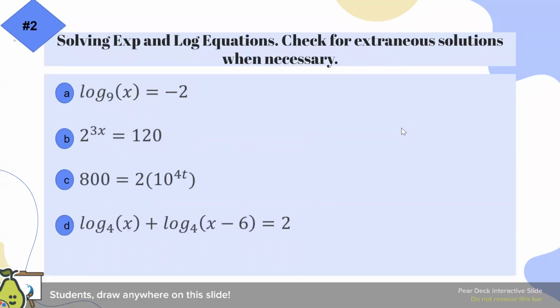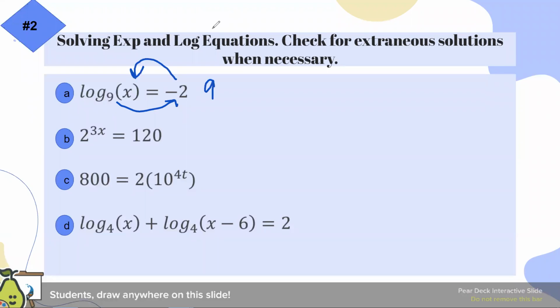So solving exponential and log equations, make sure we're checking for extraneous solutions whenever necessary. So usually when we're working through these, we can see we have log base 9 of x equals -2, and I can't really do much. I cannot solve for x. I can't solve for a specific value of x when it's in this log form right here. So I'm going to convert to my exponential form.